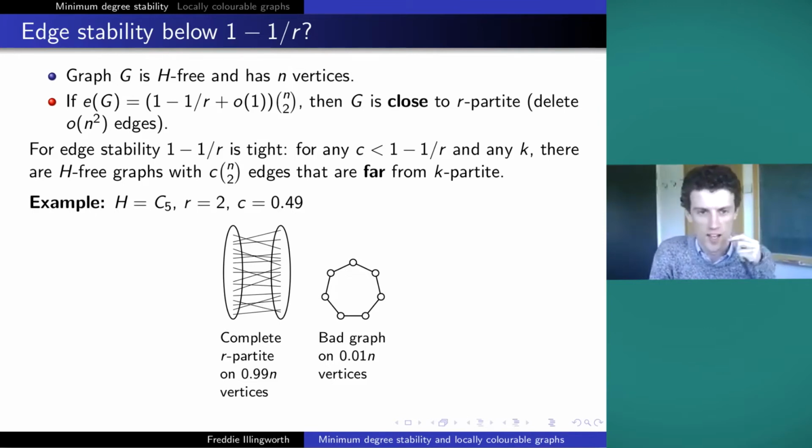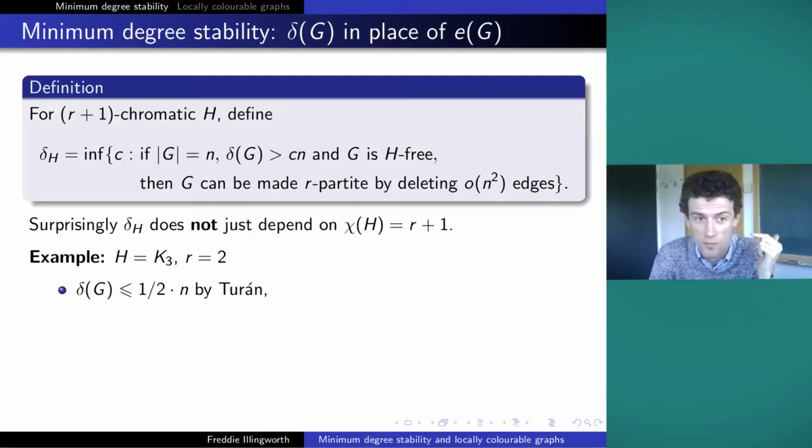Well, quite a common thing that you can do, and if anyone went to Yuval Wigderson's nice talk yesterday, you can ask, rather than asking for many edges, why don't we ask for a high minimum degree? So we're looking at H-free graphs with high minimum degree, and again we're going to look for the same conclusion as in Erdős–Simonovits edge stability. We want to be able to make it r-partite by deleting few edges. And this is what this graph parameter delta H is meant to encode: what's the smallest constant such that minimum degree at least constant times n, and being H-free, implies G is close to r-partite.